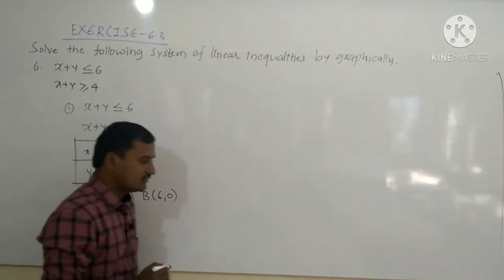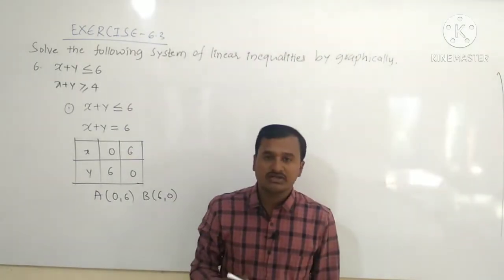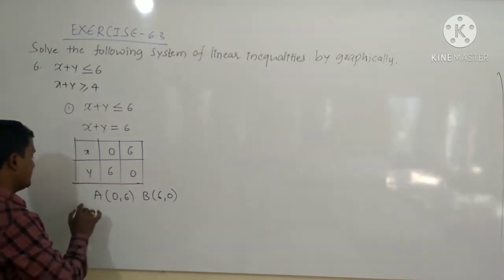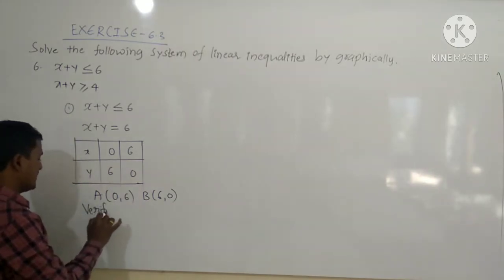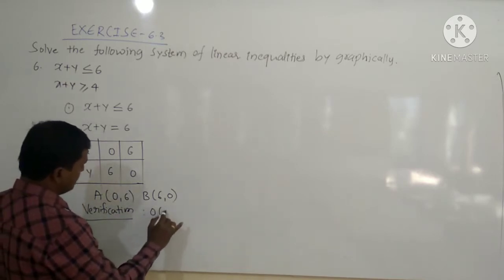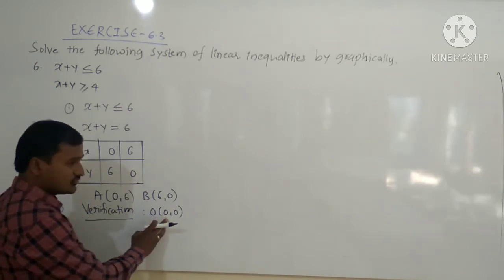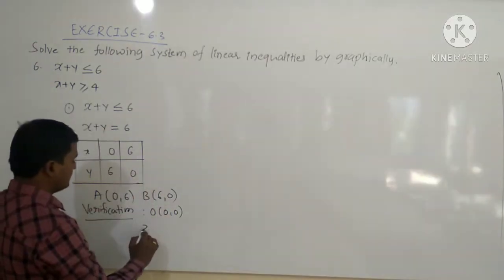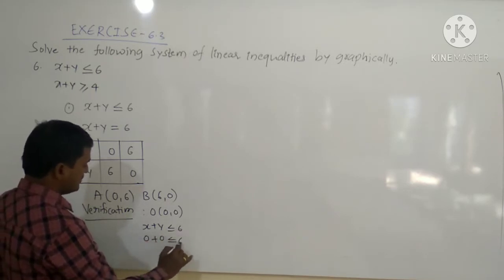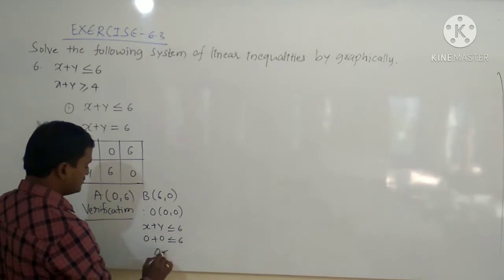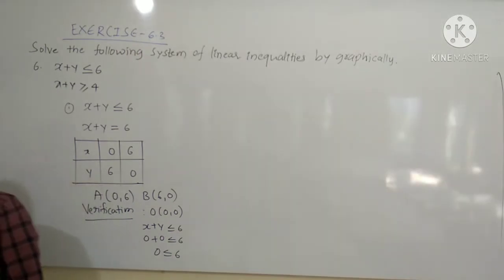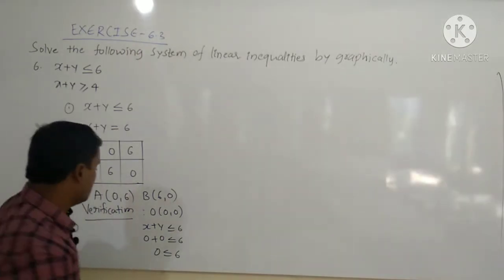Now we have to show the solution by making the shade. For that, we take a verification whether we have to shade above the line or below the line. For this, you should take the coordinate of the origin and substitute these values in this inequality, x plus y less than or equal to 6: 0 plus 0 is less than or equal to 6. So this implies 0 is less than or equal to 6, which means you have to shade below the line.